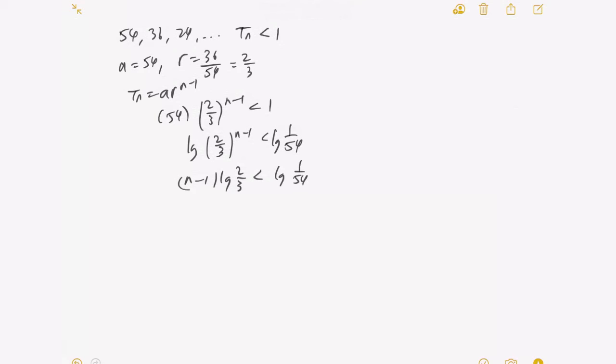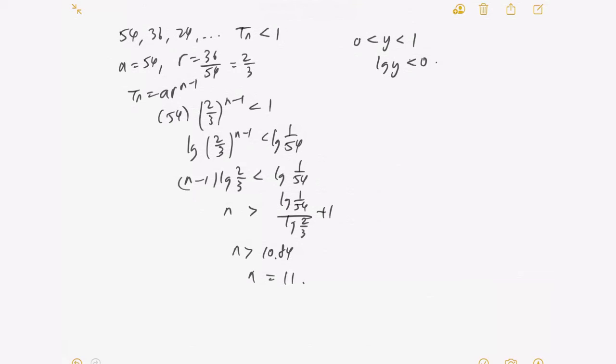But one thing about logarithm, if your y value is between 0 and 1, log y is always negative. So how does this affect your answer? Your inequality symbol has to change. So you want to use your calculator, log 1 over 54 divide by log 2 over 3. Whatever you get, you plus 1. I got 10.84. If n is more than 10.84, my n should be 11.